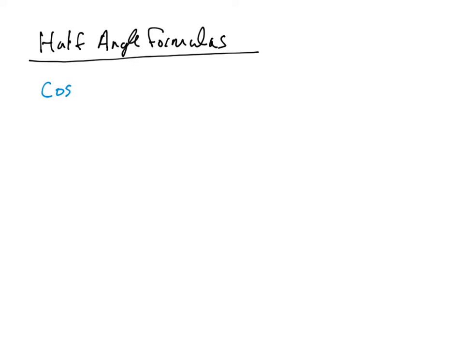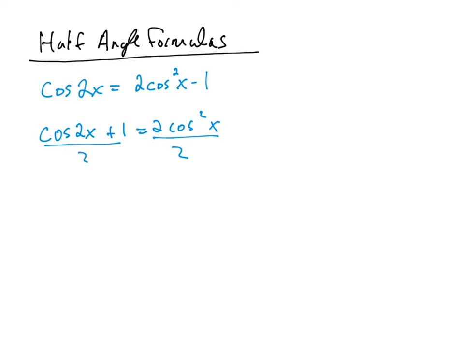And to derive the half angle formulas, we start with cosine. So cosine of 2x, that's one of the double angle formulas for cosine. So let's solve for cosine squared first. I'm going to add 1 to both sides. Cosine of 2x plus 1 is equal to 2 cosine squared x. And divide both sides by 2. We get cosine 2x plus 1 divided by 2 is equal to cosine squared x.